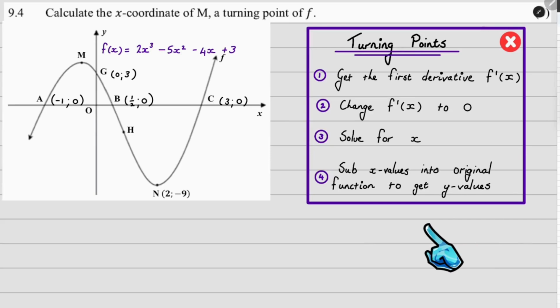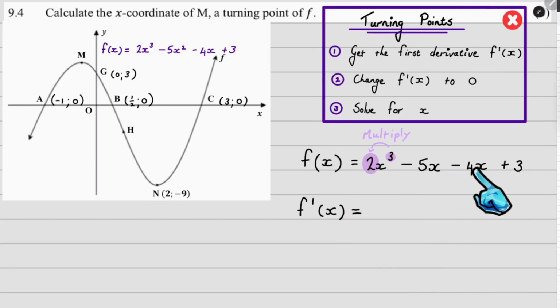Okay, and this is our procedure to follow. We're going to get the first derivative, f dash x. So we're going to derive this thing. And then we're going to change the first derivative to 0, because turning points have a gradient of 0. And then we're going to solve for x. And we don't have to do this last one, because I only want the x coordinate. We don't need the y value or the y coordinate. So let's get rid of that last point and follow our procedure.